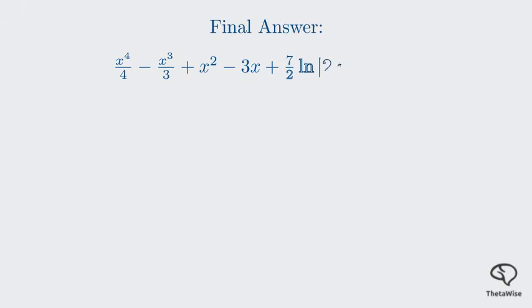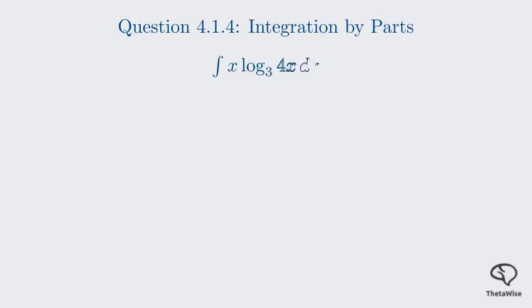Putting it all together, our final answer is x to the 4th over 4 minus x cubed over 3 plus x squared minus 3x plus 7 over 2 times the natural log of the absolute value of 2x plus 3 plus c. This matches the memo's answer exactly, confirming that polynomial long division was the correct first step, followed by integrating each resulting term. Question 4.14 asks for the integral of a product of 2 functions.